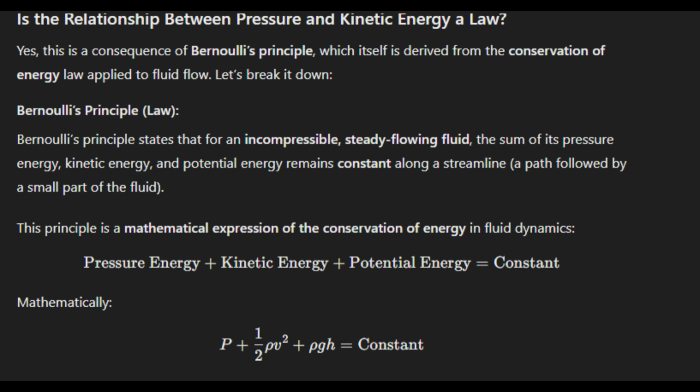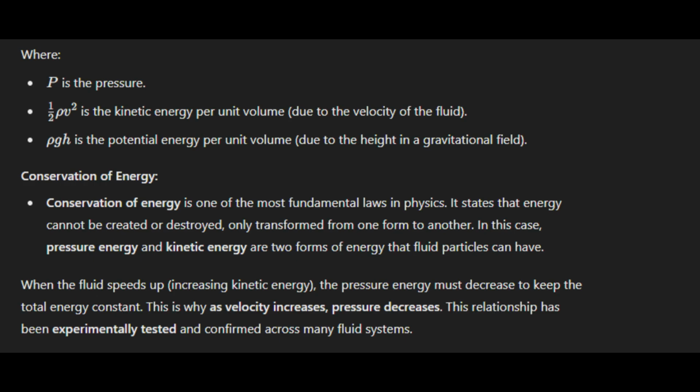This principle is a mathematical expression of the conservation of energy in fluid dynamics. Pressure energy plus kinetic energy plus potential energy equals constant. Mathematically, P plus 1/2 times rho times V squared plus rho times g times h equals constant, where P is the pressure. 1/2 times rho times V squared is the kinetic energy per unit volume, due to the velocity of the fluid. Rho times g times h is the potential energy per unit volume, due to the height in a gravitational field.